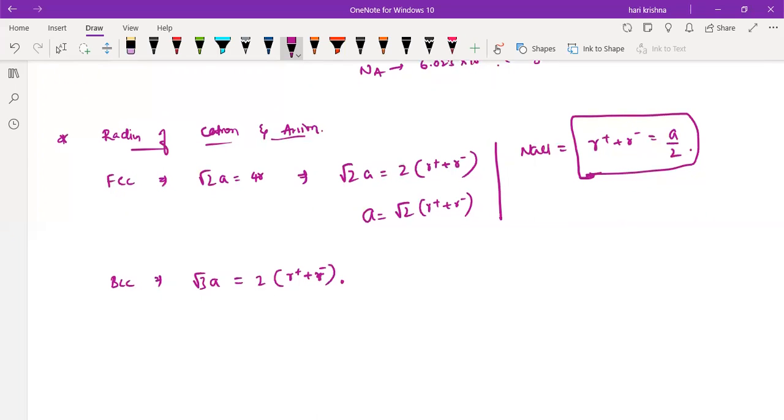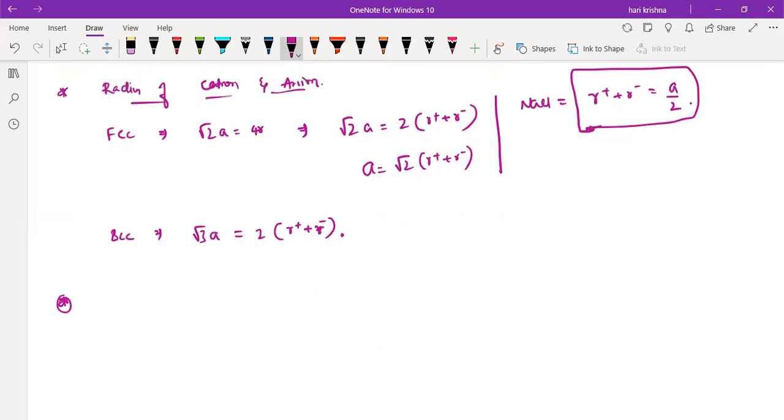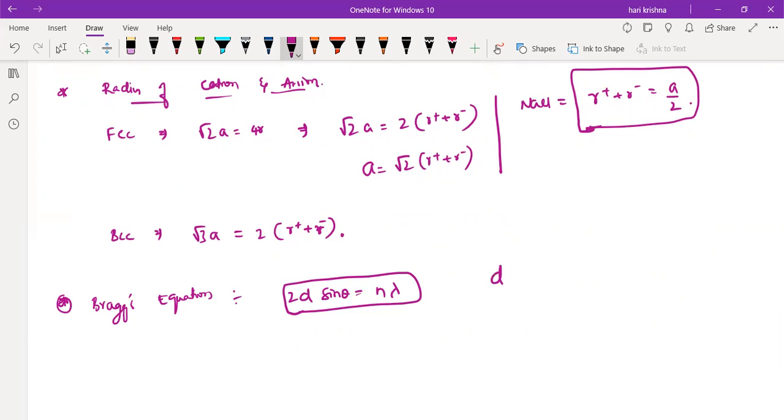And the last one is Bragg's equation. This is also important. 2d sin theta equal to n lambda, where d is the distance between the atomic planes. That means one row to the other row, what is the distance? That is d. And lambda is the wavelength of the X-ray used.